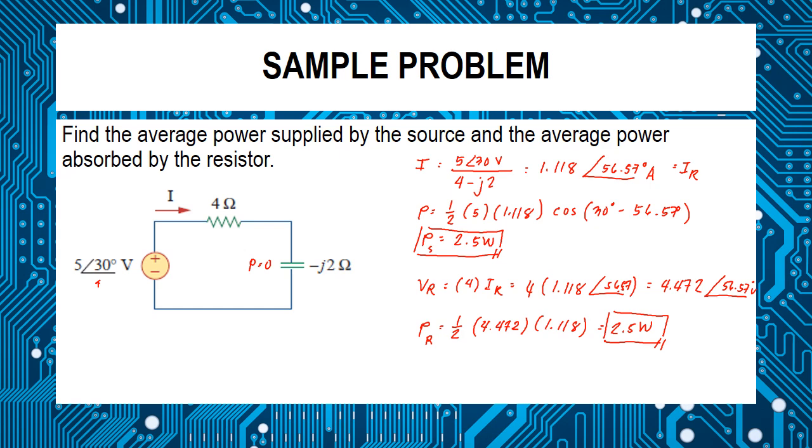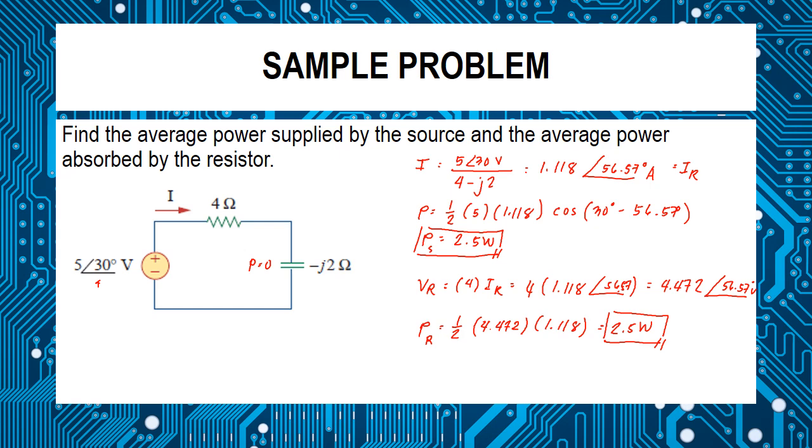4.472 and current is 1.118. So this is a resistive load, resistor. So cosine of 0 is equal to 1. So this is equal to 2.5 watts, which is the same as the average power supplied. So 0 average power is absorbed by the capacitor.